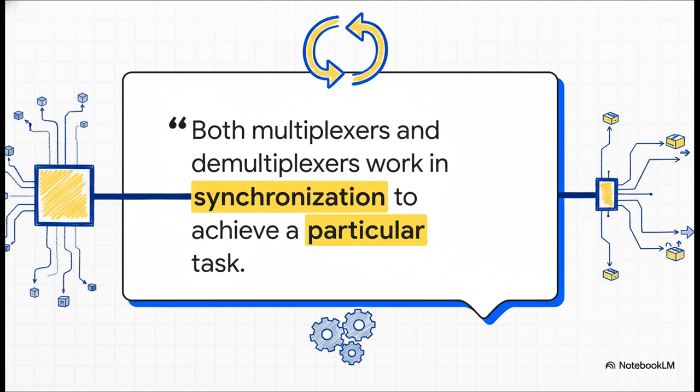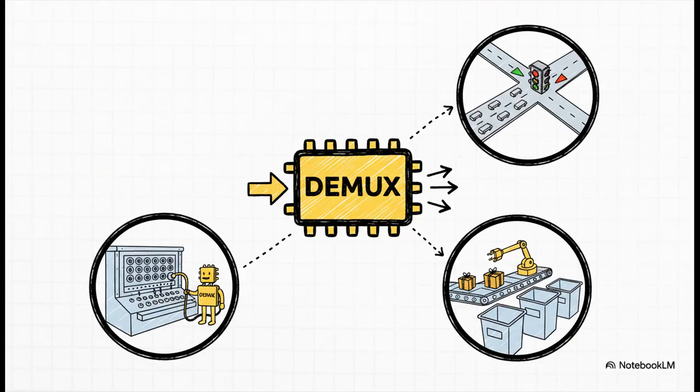And this quote just says it all, doesn't it? Both multiplexers and demultiplexers work in synchronization to achieve a particular task. They are a team. One packs the data up and the other unpacks it. You really can't have one without the other. Without this perfect partnership, modern high-speed data transmission just wouldn't be possible. So really, the demultiplexer is our unsung hero. It's the digital traffic controller, the mail sorter, and the switchboard operator all rolled into one tiny, powerful package. It works tirelessly behind the scenes to make sure all of our data gets exactly where it needs to go, safe and sound.